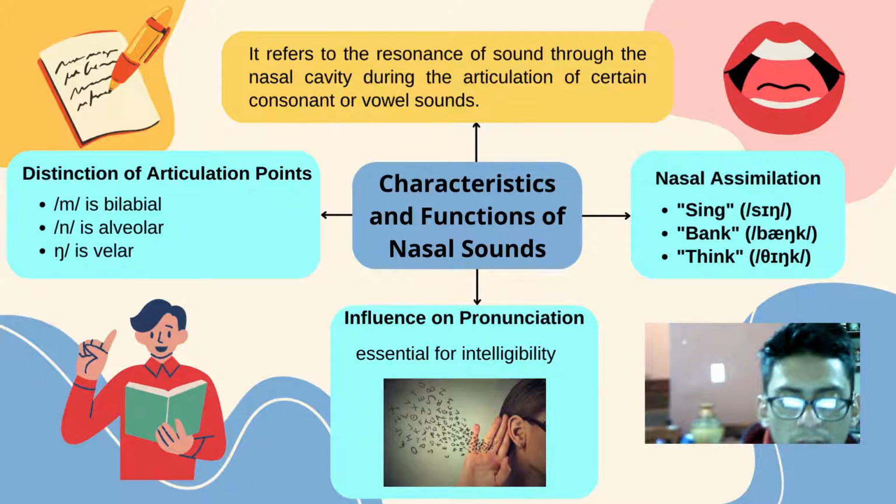Now, the second is nasal assimilation. In English, nasal consonants can assimilate their point of articulation to that of the following consonant. Now, the last is influence on pronunciation. The correct production of nasal sounds is essential for intelligibility in English. The omission or incorrect substitution of these consonants can affect speech understanding, as nasal sounds are distinctive and can change the meaning of words.